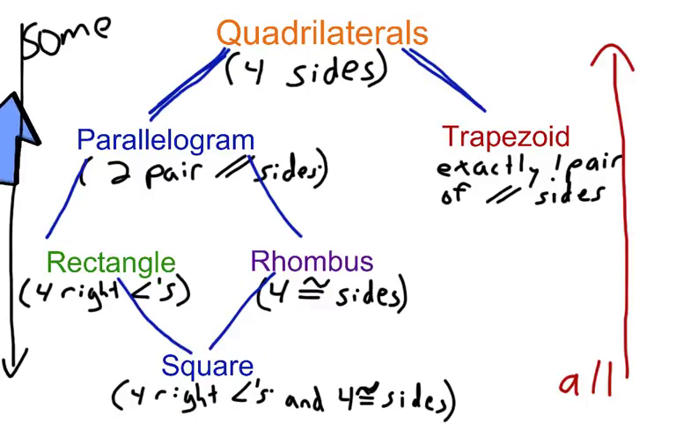But now as I start reading downward, then it's going to be using the word some. So some quadrilaterals are parallelograms. Some quadrilaterals are trapezoids. Some parallelograms are rhombuses. Some parallelograms are rectangles. Some rectangles are squares, and some rhombuses are squares if they have four right angles. Right? Some rectangles are squares if they have four congruent sides.